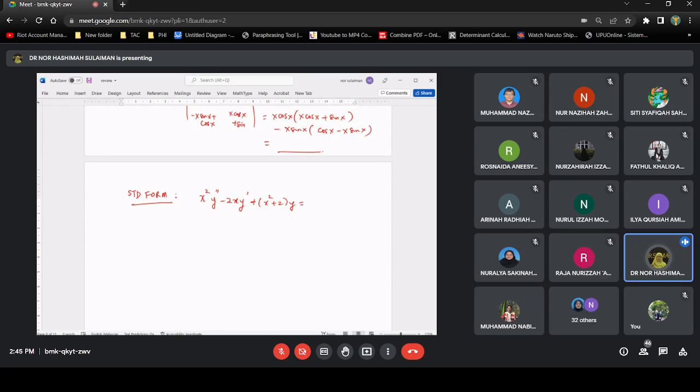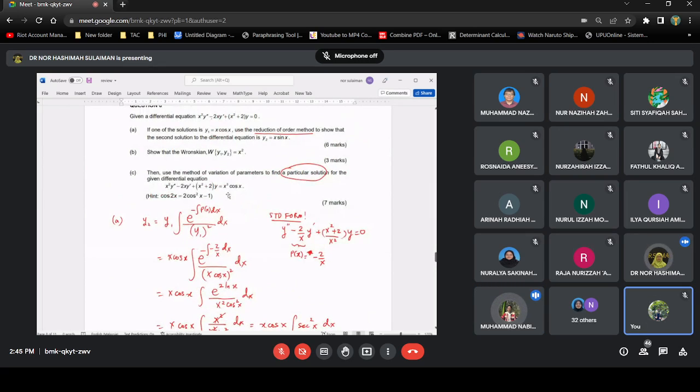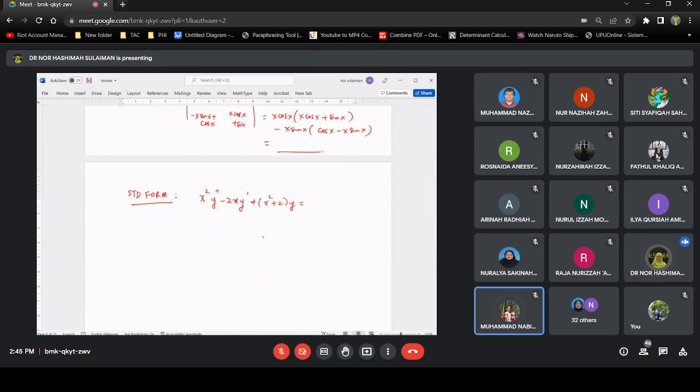Betul. Okay, siapa ingat function on the right hand side ni? Siapa ingat? Cos X apa tah? Tengok, tak ingat. X kuasa 3 cos X. Okay, belasah je. X kuasa 3 cos X. Again, dia kena tukar kepada standard form.